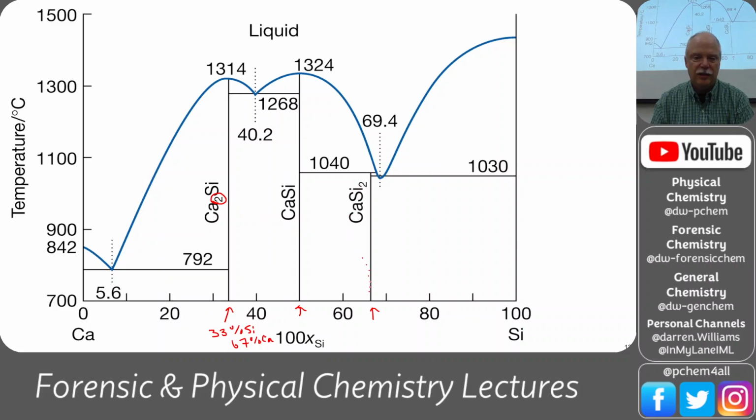Look at this one. This is over on the silicon side. There's more silicon than calcium, so it's calcium silicon 2. And then right in the middle is 50-50. It's one atom of each. Does that make sense? Yeah. Okay.